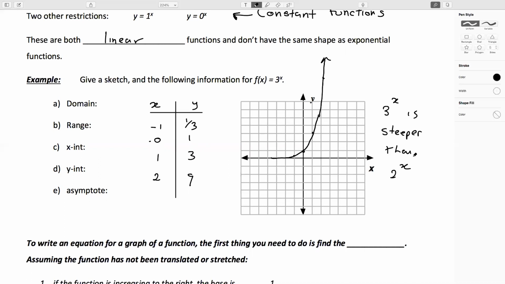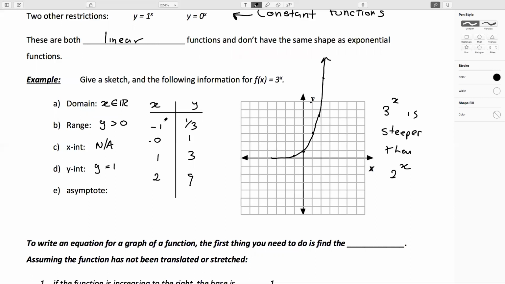As far as the domain goes, we still can put any number in our exponent. So x is still all real numbers. The range, y is still greater than 0. You can't make 0 out of an exponent, so y is greater than 0. Our x-intercept is not applicable because it doesn't cross the x-axis. And as far as the y-intercept goes, the y-intercept is 1.